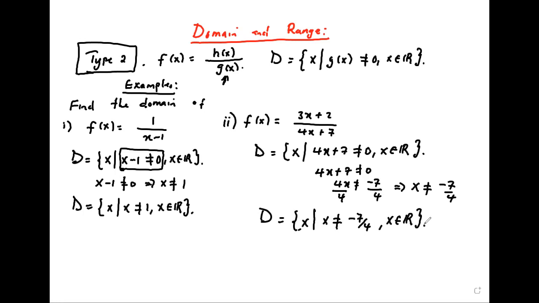This is type 2, where I have a numerator and a denominator. Then they ask me for the domain of the whole function. My target is just the denominator, provided my functions look like these two.